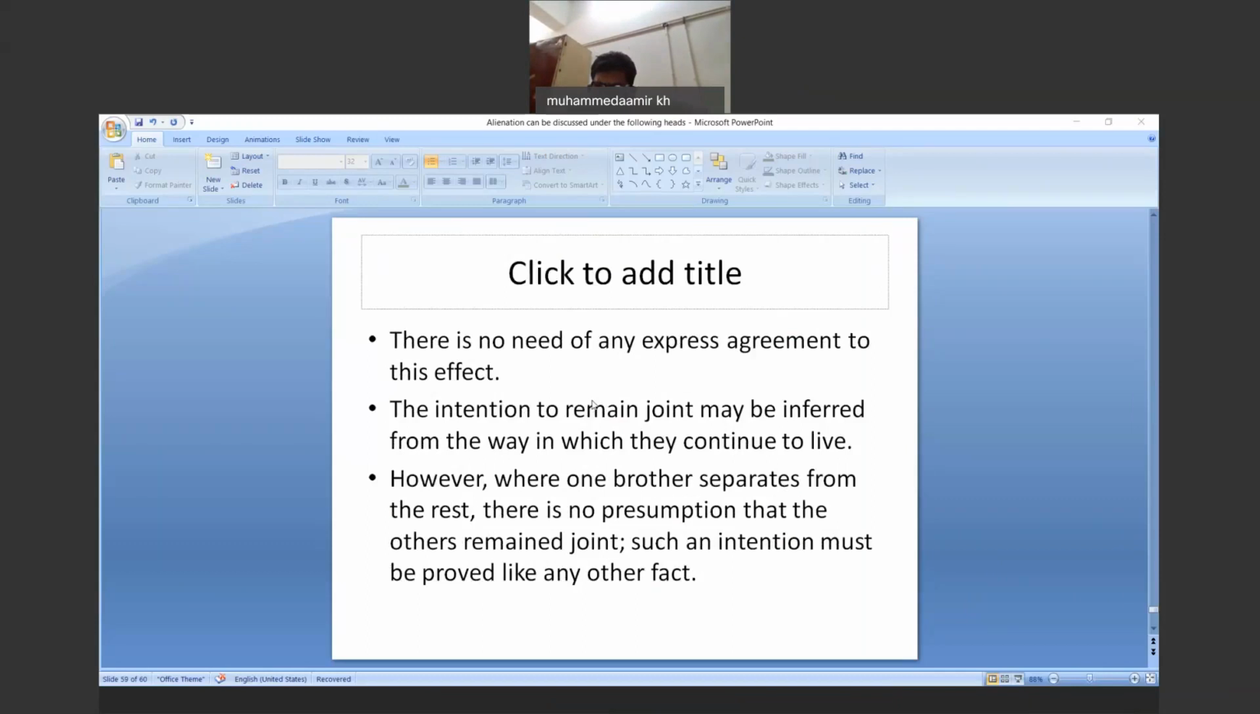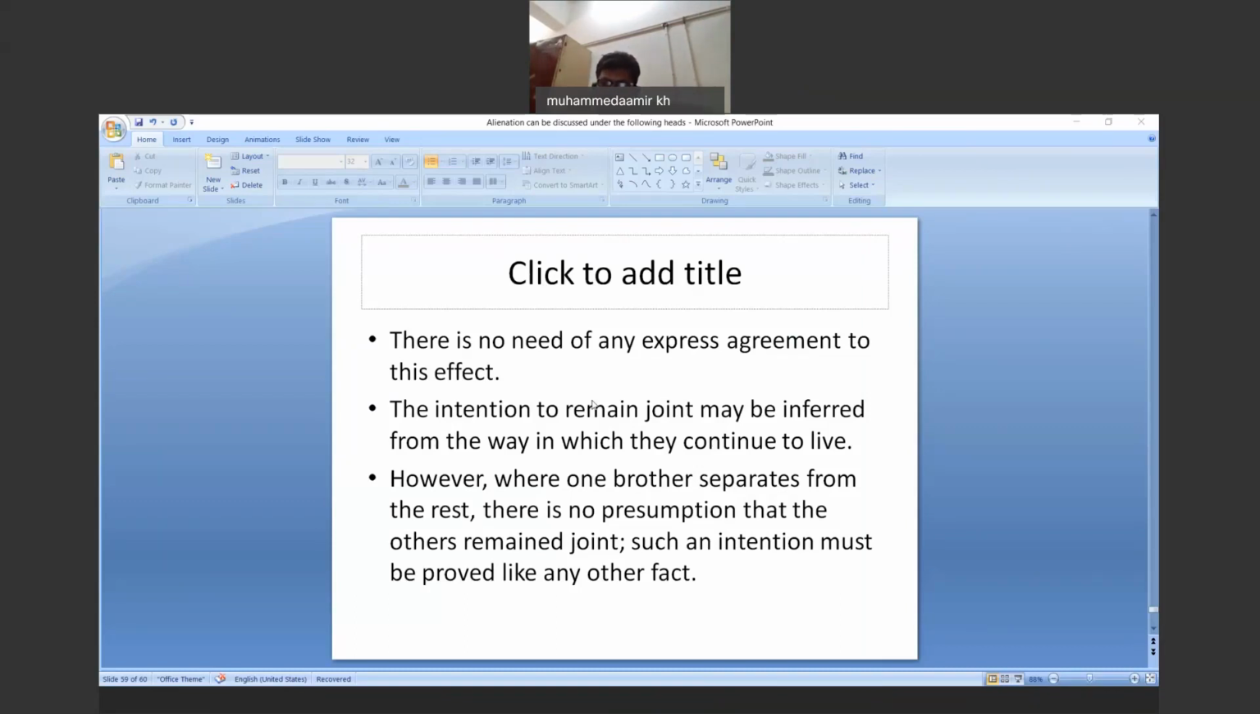Okay. There is no such need. The intention to remain joined may be inferred from the way in which they continue to live together. Is it clear to you? However, if one brother separates from the rest, there is no presumption that the others remain joined. Such an intention must be proved like any other fact. The court decides on the facts.